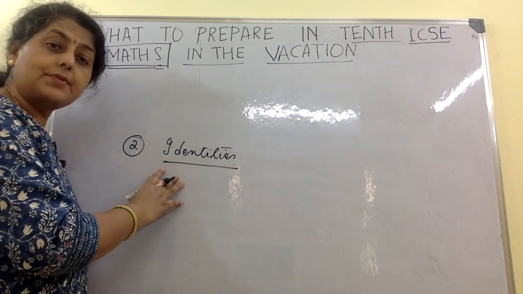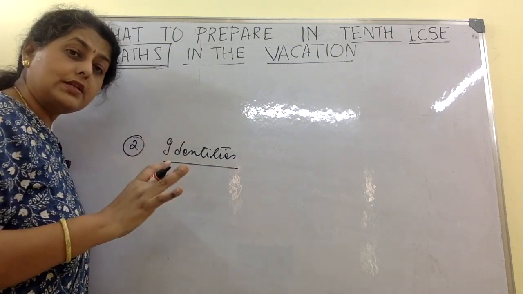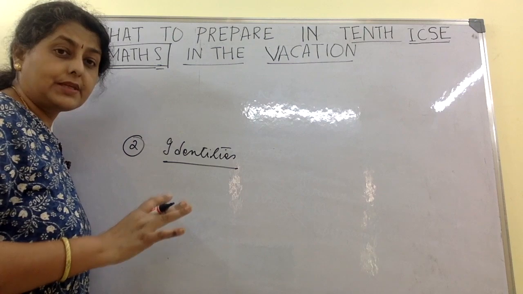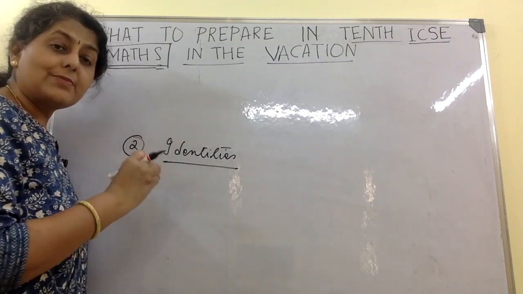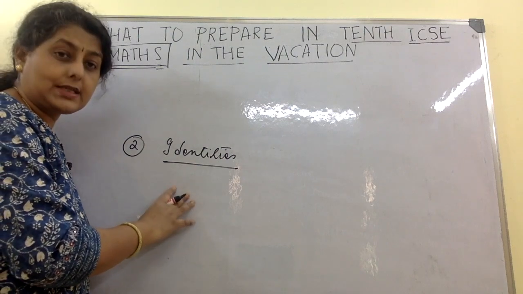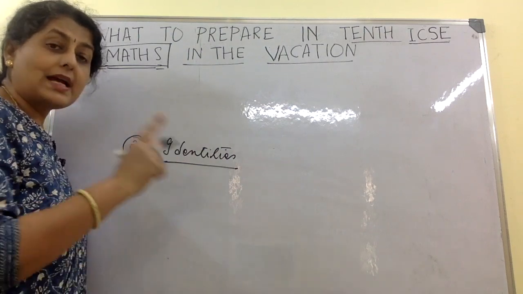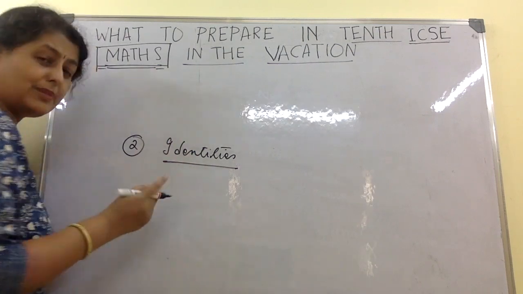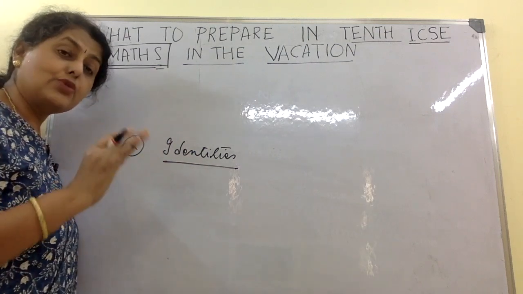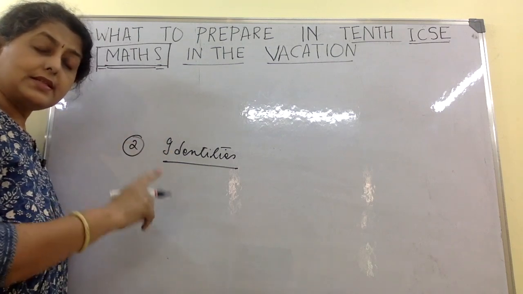This is one chapter that till the end of the year children find very, very tough. Even in their last pre-board they'll find it very tough. That is why I am saying you should have an idea of this chapter before the school reopens. So in identities, you'll be learning 3 new identities, 3 new formulae, trigonometric identities in this.